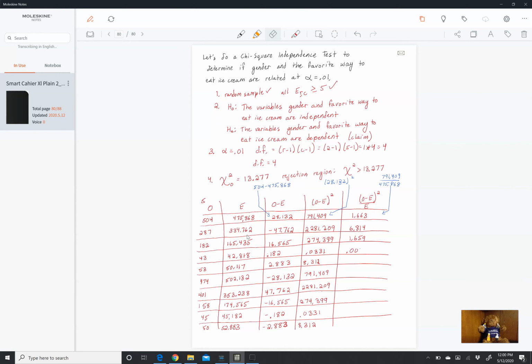Some of these I'm going as far as the third decimal place, as far as the fourth decimal place. The idea is that you don't want a rounding error. You don't want it to be that you rounded too much, so your test statistic is completely off. So you're better off going further.